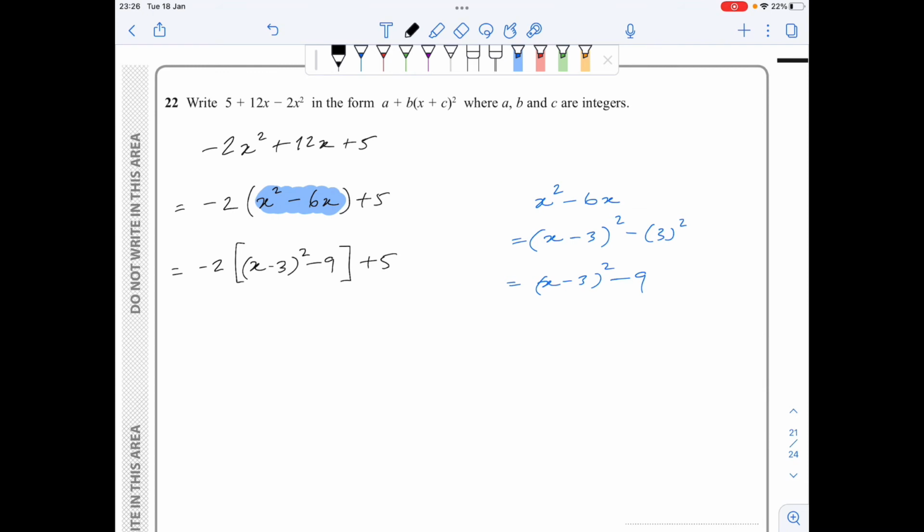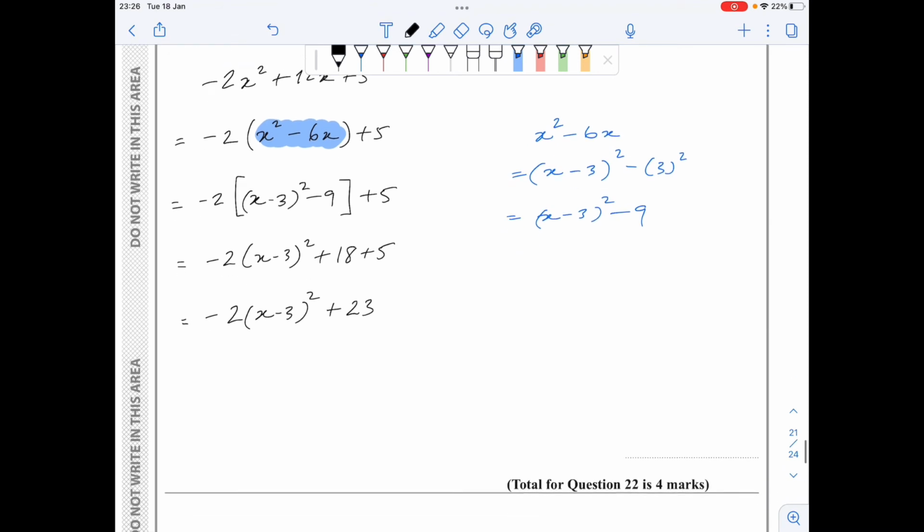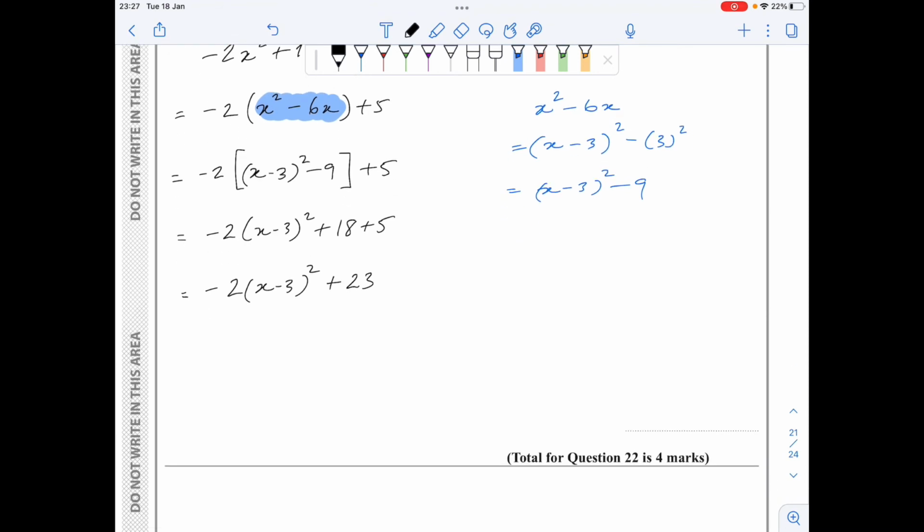I will then expand the square bracket only, and I get −2(x − 3)². The minus minus will give me a plus 18, plus 5, so this gives me −2(x − 3)² + 23. And if I write this in the correct format, I get 23 − 2(x − 3)².